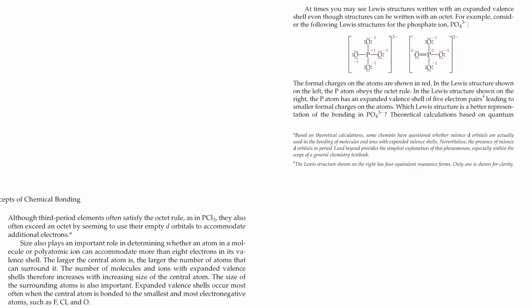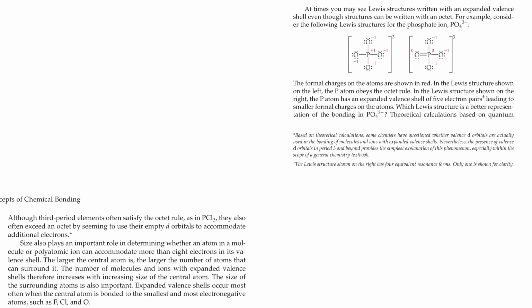The size of the surrounding atoms is also important. Expanded valence shells occur most often when the central atom is bonded to the smallest and most electronegative atoms, such as fluorine, chlorine, and oxygen. At times, you may see Lewis structures written with an expanded valence shell, even though structures can be written with an octet. For example, consider the following Lewis structures for the phosphate ion, PO4 3-. The formal charges on the atoms are shown in red.